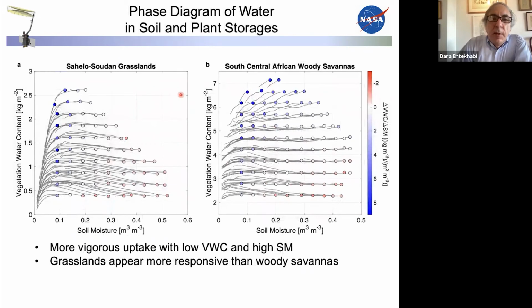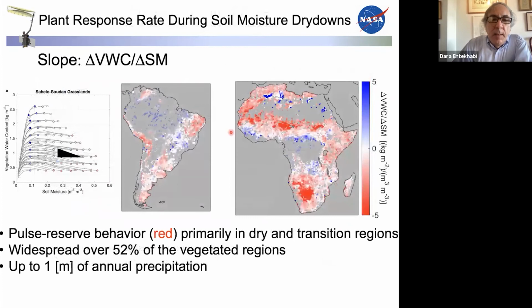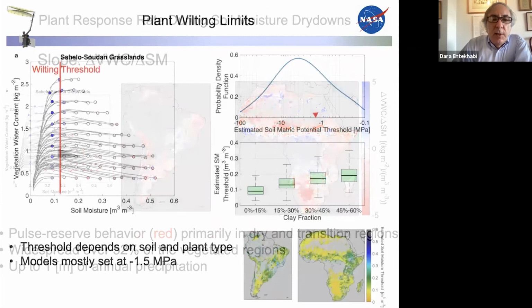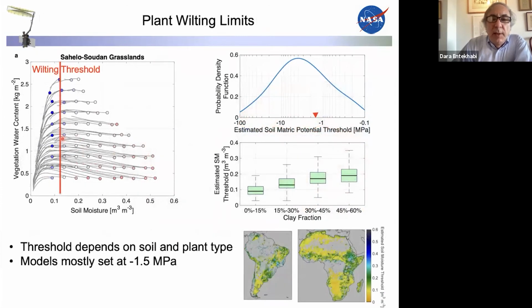Different ecosystems have different behaviors. Again, this is just an example. You can stare at these and really learn a lot about plant and various vegetation adaptation to water stress. This is the slope mapped over these two regions, and this is the threshold where the wilting occurs. In atmospheric Earth system models now, they usually take this to be 1.5 megapascals as a fixed number. And we see that actually, there's a distribution of it which matters and depends on soil type as well as vegetation.